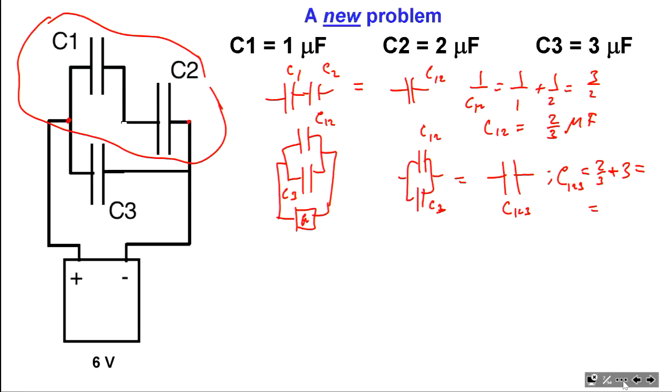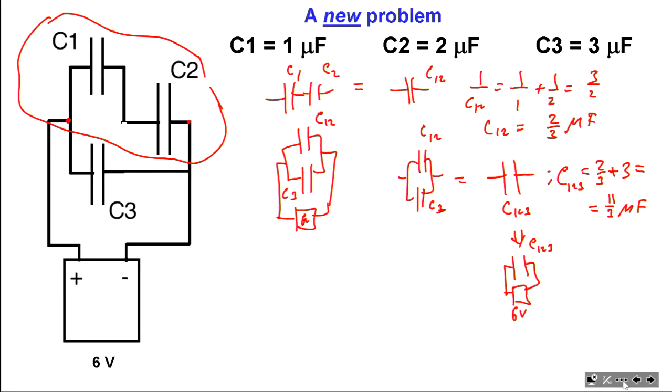3 times 3, 9, 11 thirds microfarad. Okay. And this will be our equivalent circuit now. The battery and the capacitor.